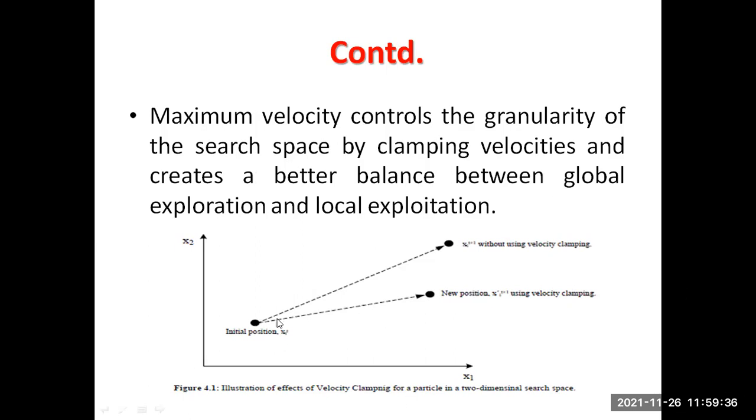Okay, so this is the initial position, this is the new position, and this is the new position using velocity clamping, X_ij(t+1) using the velocity clamping. So this is without and this is with. We will see that if we really implement velocity clamping, there is an improvement in the algorithm, and the particles will not cross the actual boundary of the subspace.